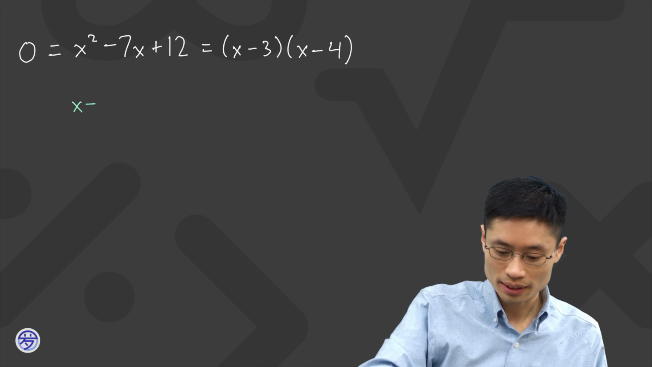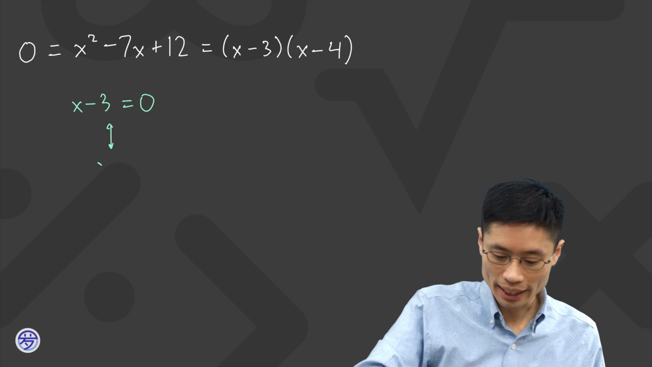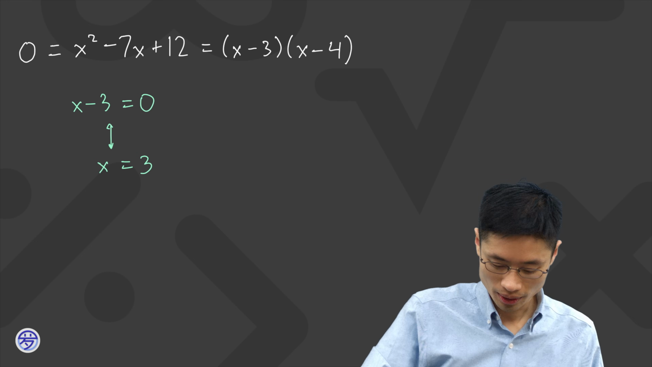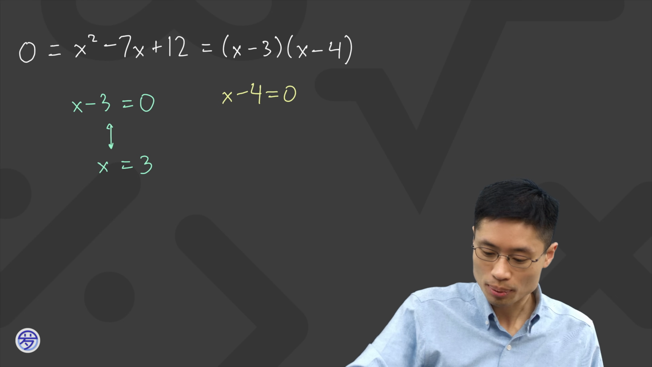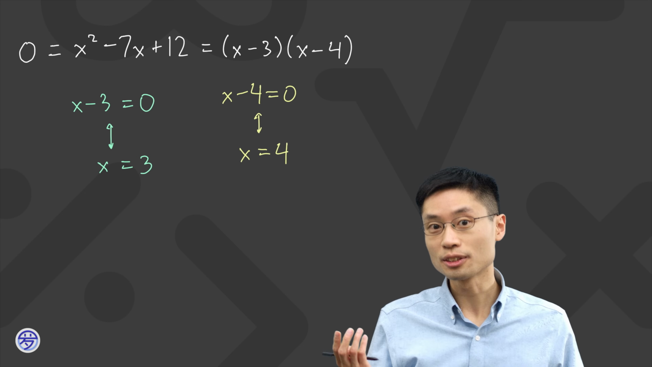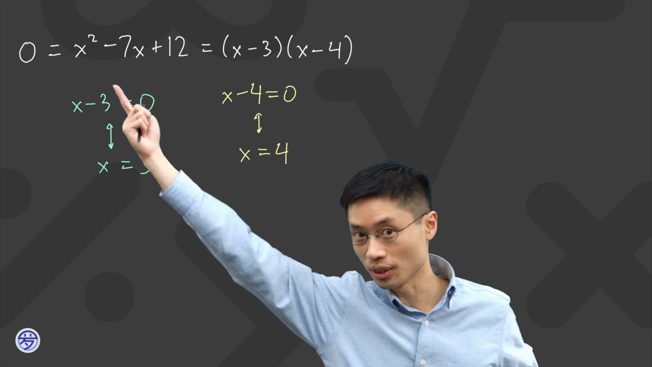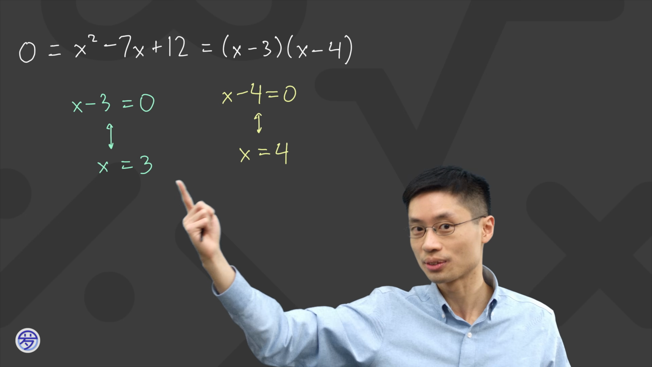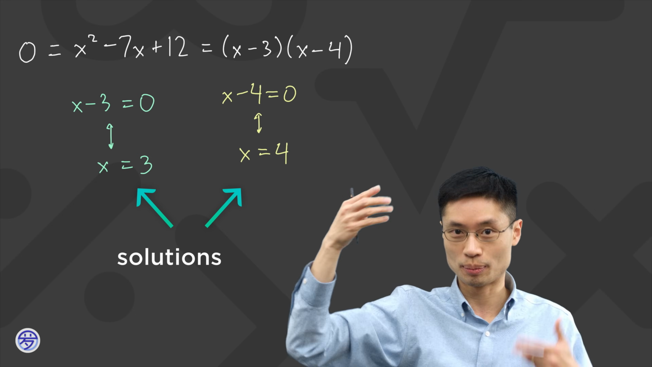X minus 3 is 0 exactly when x equals 3. On the other hand, x minus 4 equals 0 precisely when x equals 4. So what this tells me is that the two solutions to this quadratic equation, this equals 0, are exactly x equals 3 and x equals 4. Those are the only values of x which, if I put into here, spit out 0.